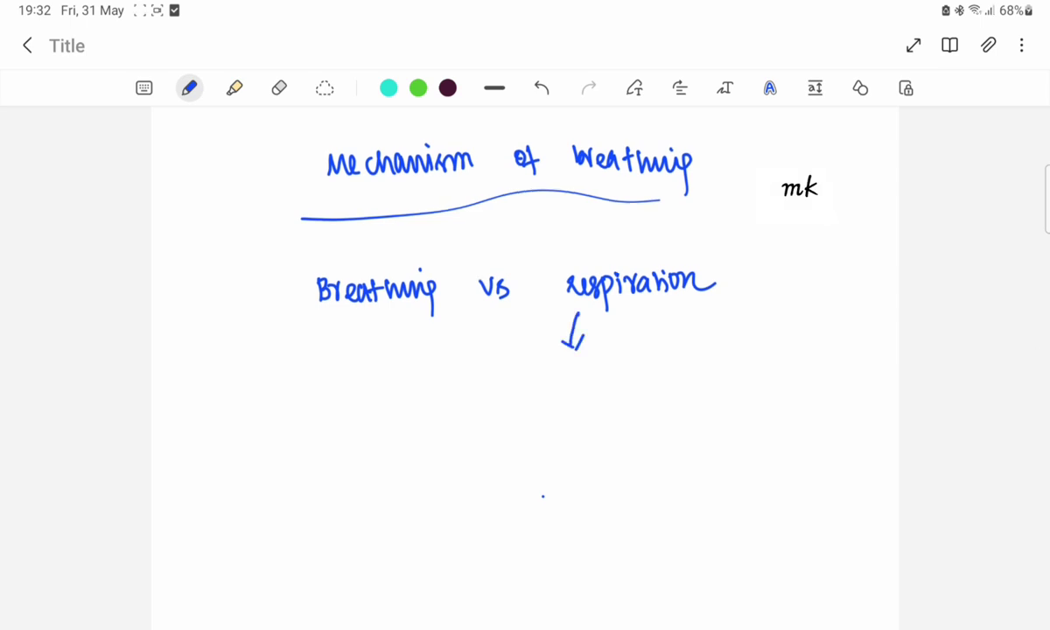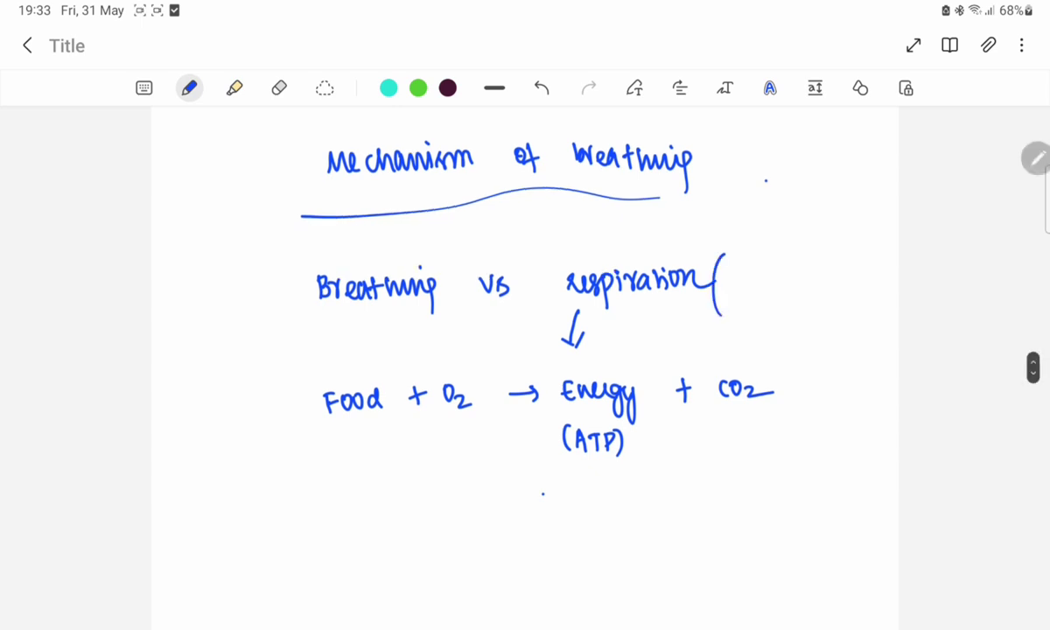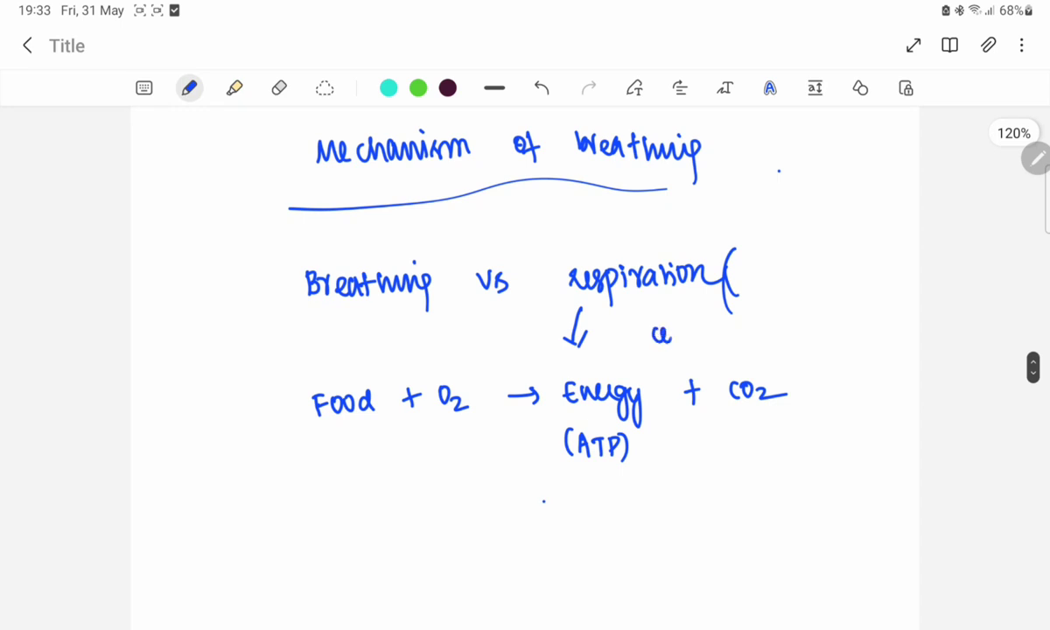What is respiration? The process by which food particles are broken down with the help of oxygen to release energy in the form of ATP and carbon dioxide. That is called respiration, and it is happening at the cellular level. So here is the equation: food plus oxygen gives energy in the form of ATP and carbon dioxide. This is happening at the cellular level, which is why we always call it cellular respiration. In fact, breathing helps in respiration.